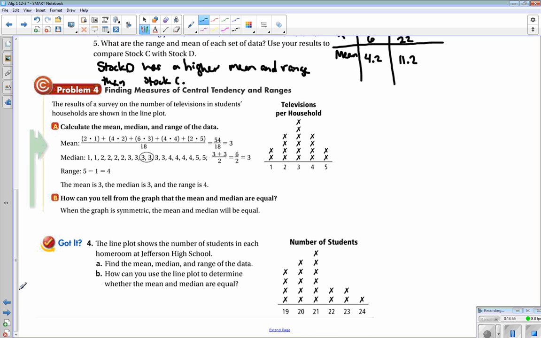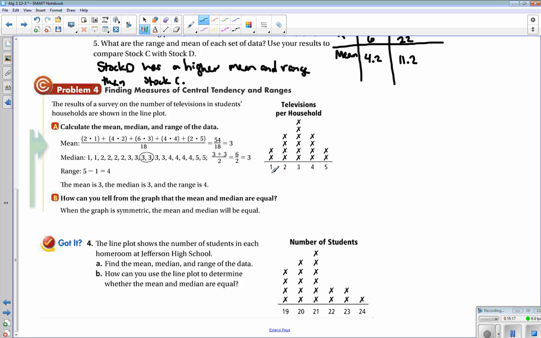Go on to our next part, finding measures of central tendency and ranges. The results of a survey on the number of televisions in students' households are shown in the line plot. So we've got 1 through 5. Calculate the mean, median, and range of the data set. So the mean, when you add them all together, now look at this.